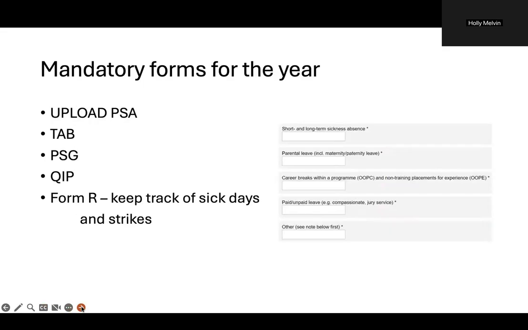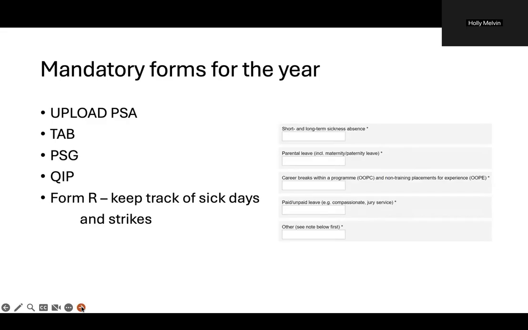So mandatory forms for the whole year, you have to upload your PSA and F1. So just make sure you've uploaded your PSA certificate that you've passed. You need to have done at least one TAB, but again, check with your trust because the one that I was at wanted me to do two. PSG, we'll go into that. It's a feedback form that your consultant supervisors have to send out, so you might need to remind them to do that.